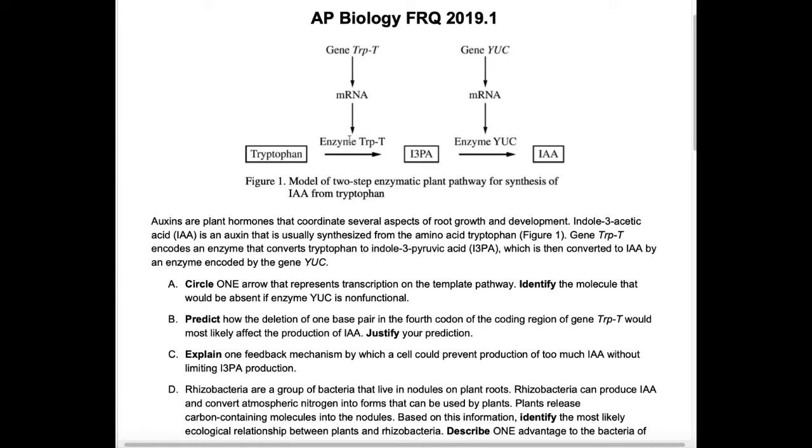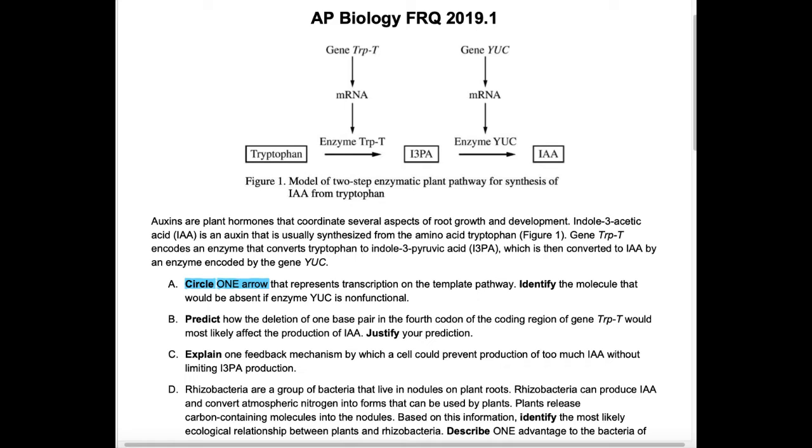Let's take a look at the very first task verb. In part A, we're being asked to circle one arrow that represents transcription on the template pathway, and then identify the molecule that would be absent if YUC is non-functional. The very first part says circle, and I really want to point out where it says one arrow. Anytime they direct the number of items they're looking for, don't exceed it. They're going to look for the first one that you put down. If one contradicts the other, they can't give you the credit for it. So if they say circle one, circle one.